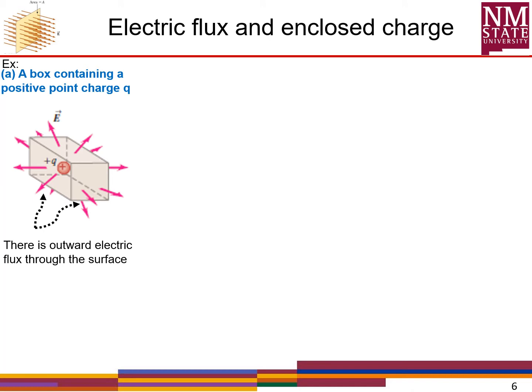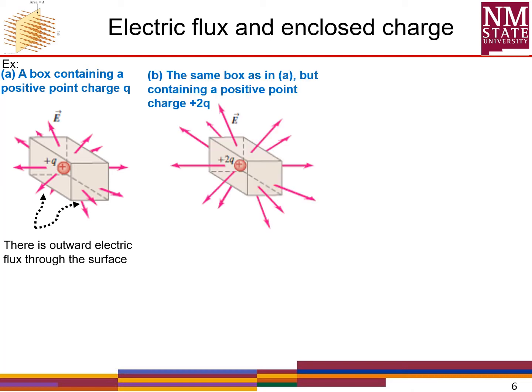This is my last example under electric field and flux. So now what you have here is the same thing. You have a box, and inside this box there is a positive point charge. If you have a positive point charge, we already discussed this one, you have outward flux, right? Okay, so now I double this charge.